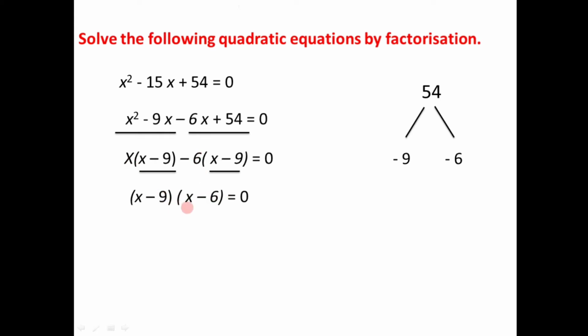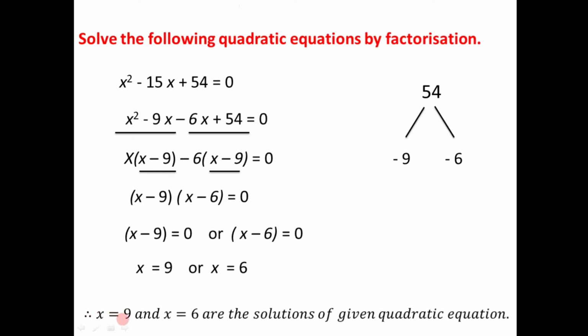Now as a product of these two brackets is equal to 0, that means any one of them must be 0. Either x minus 9 is equal to 0 or x minus 6 is equal to 0. So if x minus 9 is equal to 0 and if we take minus 9 to the right hand side, it will be x is equal to 9, or if we take minus 6 to the right hand side, it will be x is equal to 6. So here we have got two values of variable x, either 9 or 6. So here x is equal to 9 and x is equal to 6 are the solutions of the given quadratic equation.